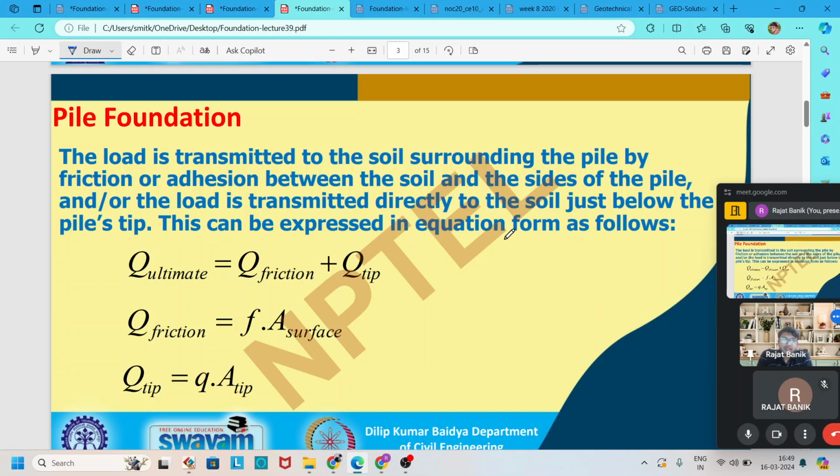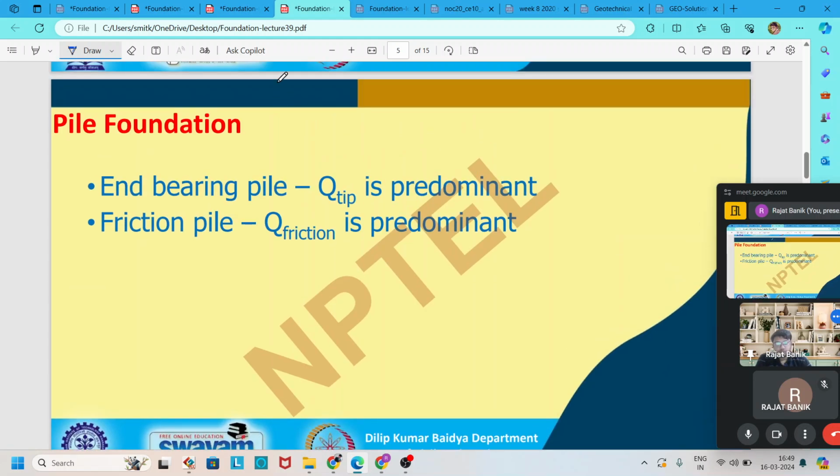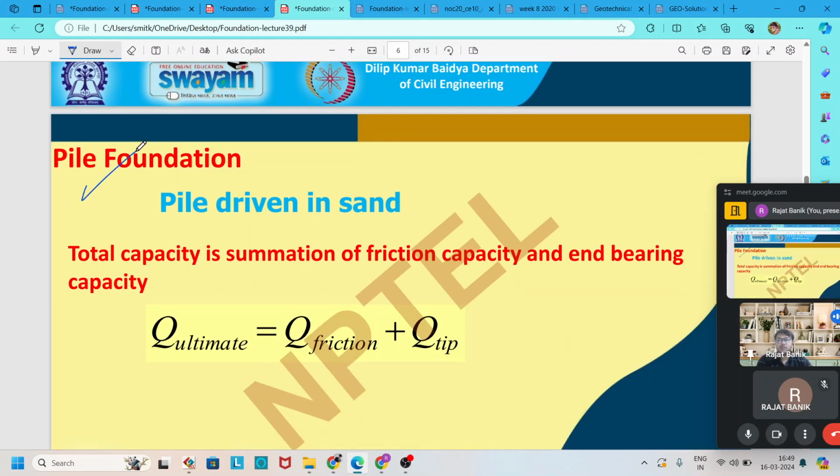This can be expressed in the equation as follows: ultimate load is equal to the friction load plus tip resistance. I think these terms we already discussed in previous slides, so you can go through it. For end bearing piles, tip resistance or tip load is predominant, and for friction piles, the friction load is predominant. Now we find out the pile capacity for different types of soil. First, we go with sand.